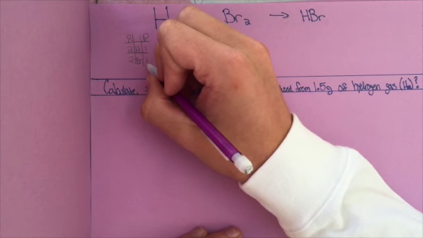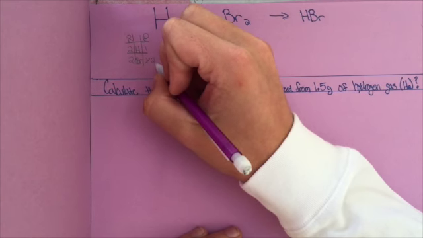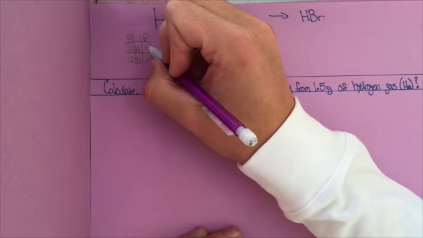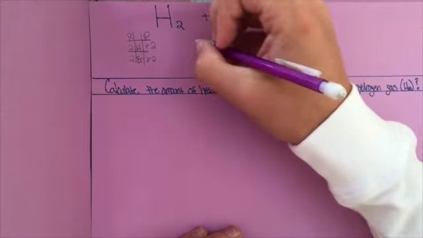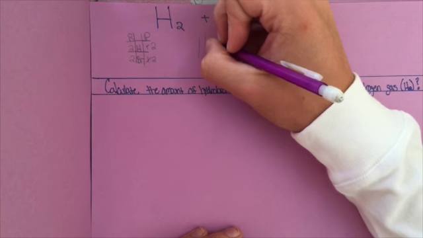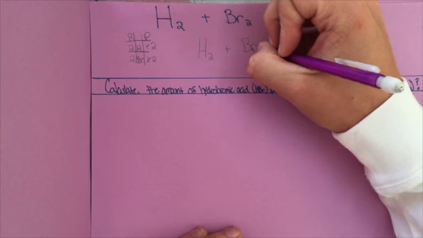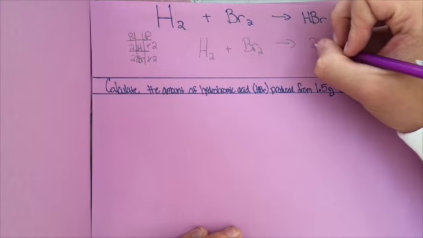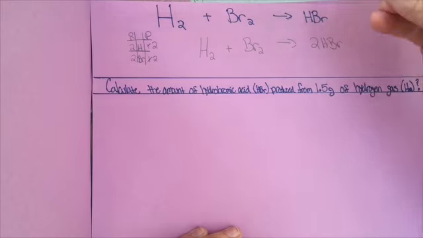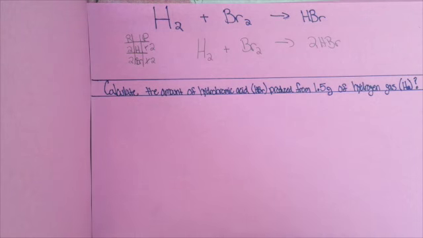The easiest way is to just guess and check, just like this. 2 bromines, that makes this 2 hydrogens, and our balanced equation will be as follows. Now we have 1 mole of hydrogen gas and 1 mole of bromine gas reacting to form 2 moles of hydrobromic acid. Now once we have the equation balanced, we can move on to our final calculations.